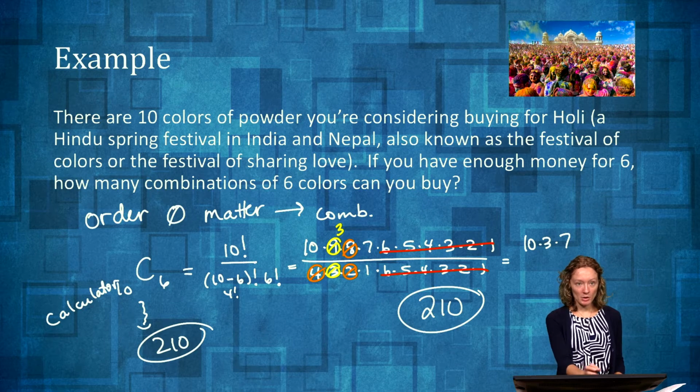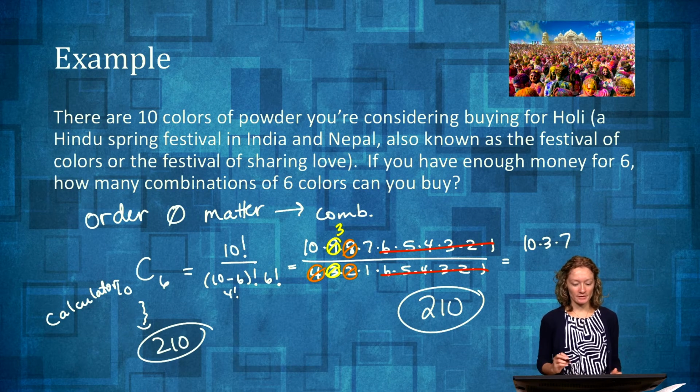Okay, so again, the most important thing to note is if the order matters. If it doesn't, it's a combination. If it does, it's a permutation.